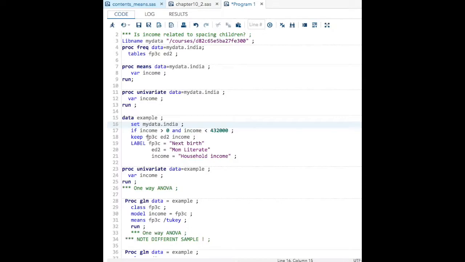I'm only going to keep these three variables that I'm interested in here: the family planning, the literacy, and income variable. The label statement is not required, but I use it a lot because I often won't remember what the heck FP3C or ED2 was. So the label statement is just going to give a label when it prints out: FP3C is going to be next birth, ED2 is going to be the mom's literate, and income is going to be household income.